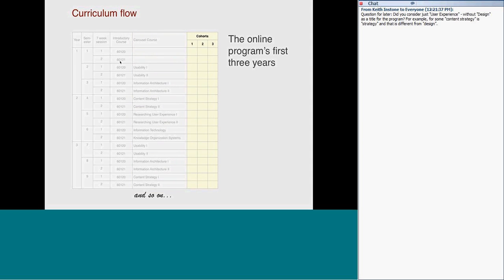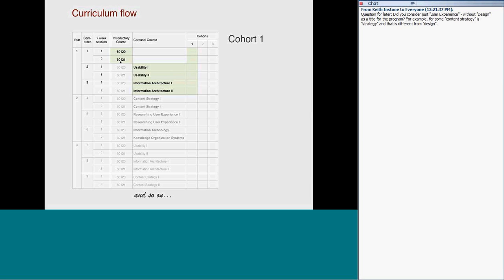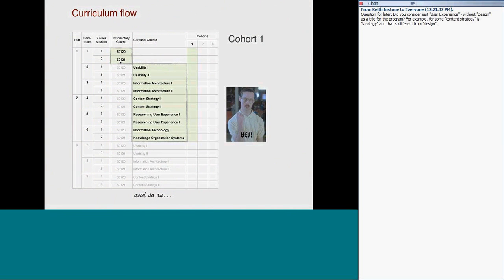And then I'm going to show you how 3 cohorts move through this. A cohort enters in the 1st year, 1st semester, the 7-week session 1, and they take this first one, and then they move right down into the carousel, and they take usability sequence, and then architecture, content strategy, research, and then that first cohort graduates.